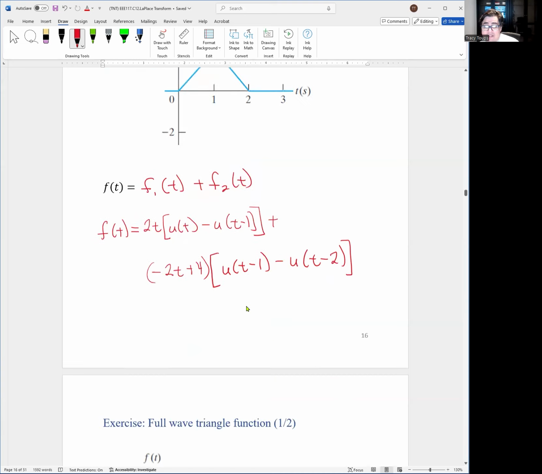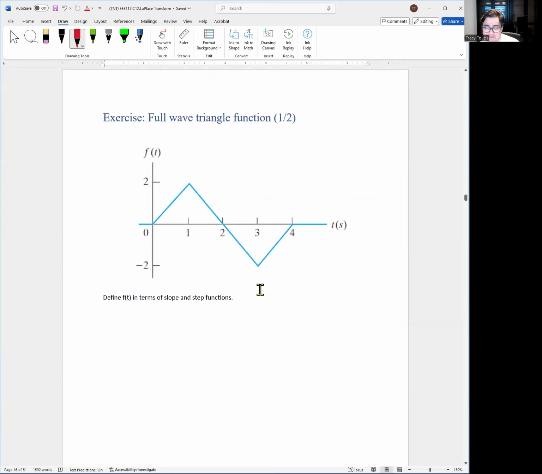So, I want to say, let's try to practice our slope functions and our window functions and use the step function and slopes to make this waveform. We already did 0 to 2. I already did that for you, but I'm adding this 2 to 4 part. I want to see how you can adapt to it.